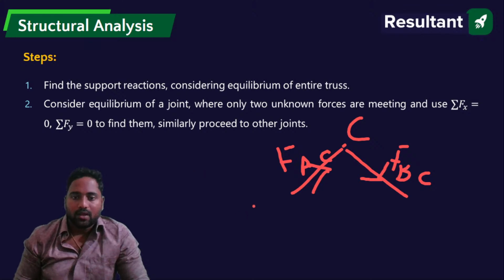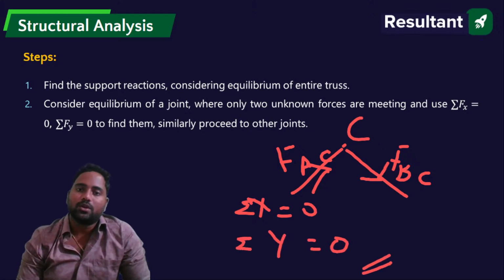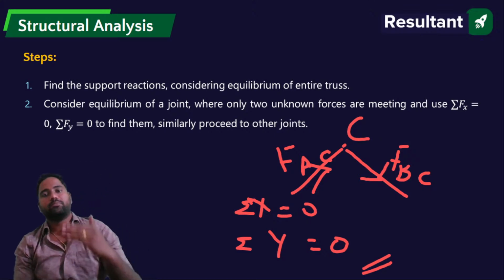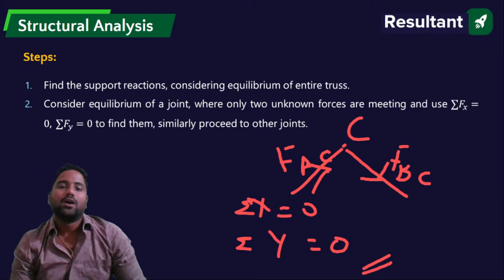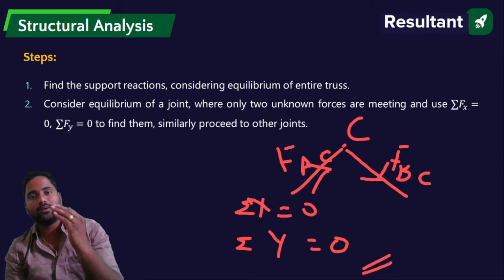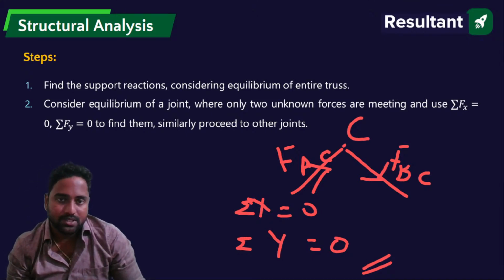How are you going to find them out? Summation of forces in x direction equals 0. Summation of forces in y direction equals 0. By using these two equations, we will find the forces in the members. So the first step is to find the reactions considering equilibrium of the entire truss, and by considering equilibrium of the joint, we find the forces in the members.